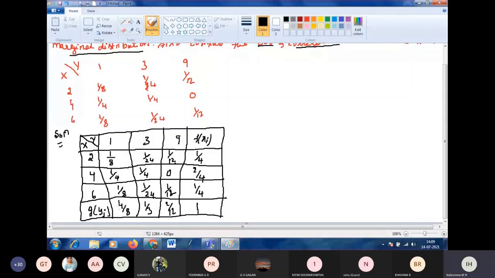Next, 4 by 8, 1 by 3, 2 by 12. What you got? This is nothing but 1 by 2, 1 by 3, 1 by 6. 6 is LCM. 2 3s are 6, 3 plus 2, 5, plus 1, 6. 6 by 6, that is 1. Correct? Is it right?